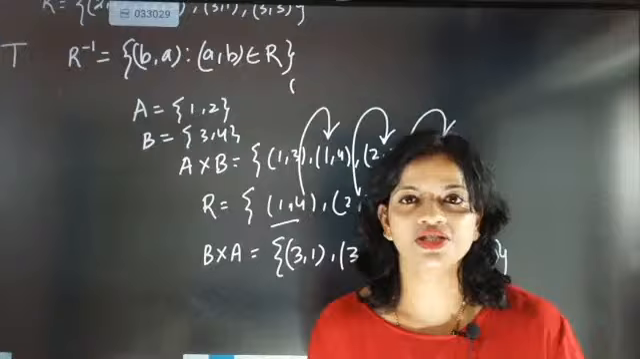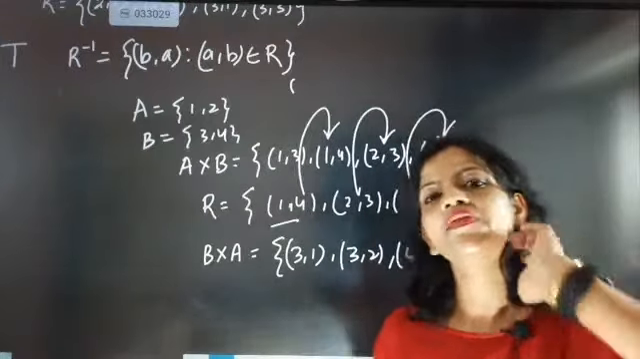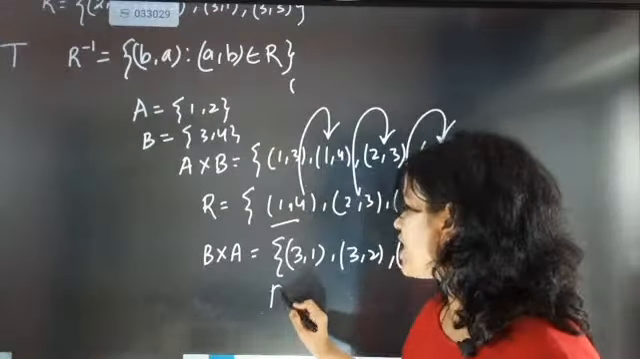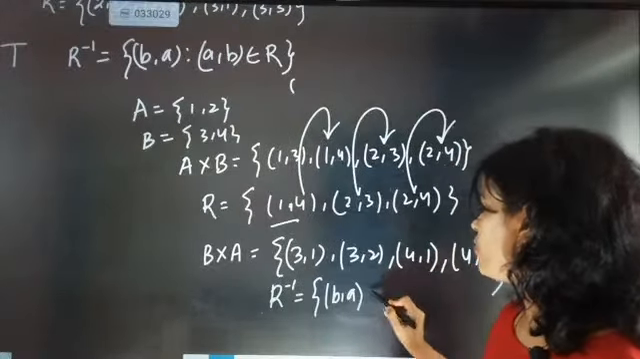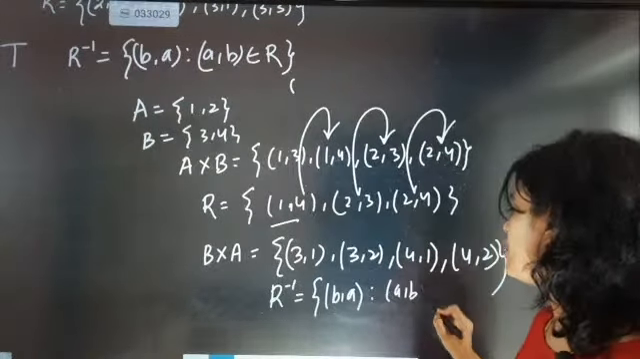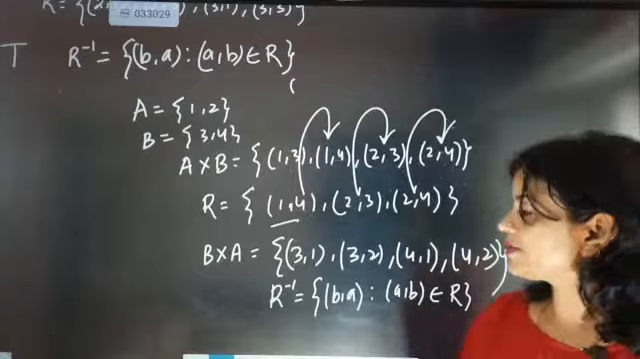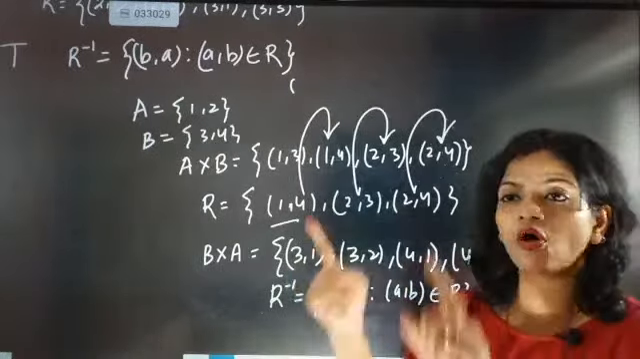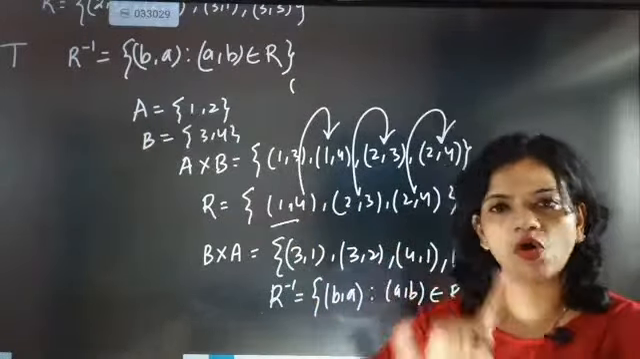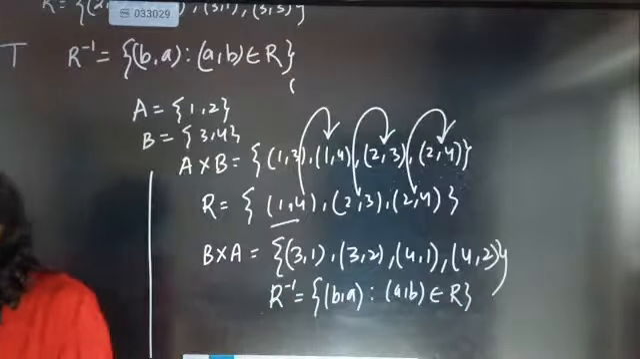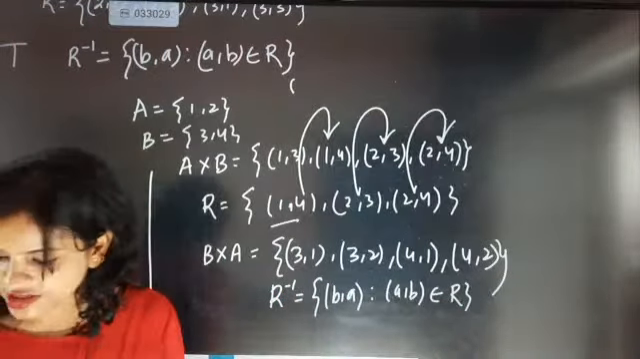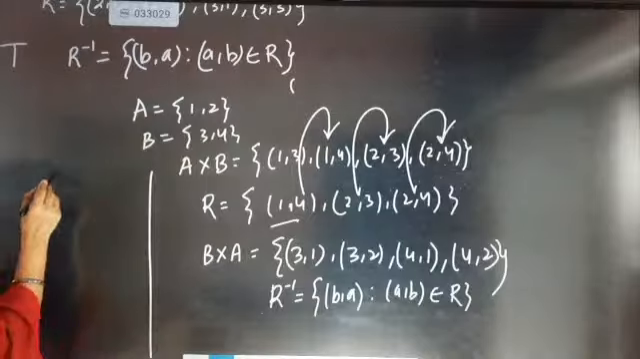I gave you a definition, and that definition says that R inverse will be equal to (B, A) such that (A, B) belongs to R. That means inverse means the order will change. So one simple point is inverse means order will change. Yes, relation is correct. Now look here, inverse means order will change.